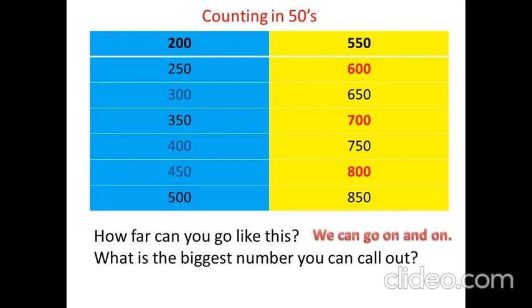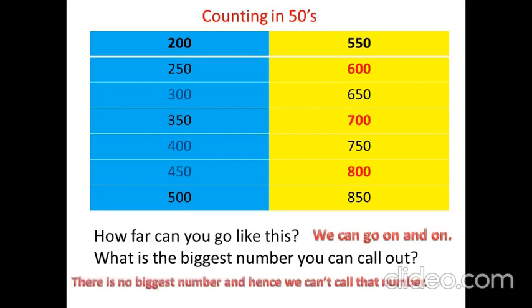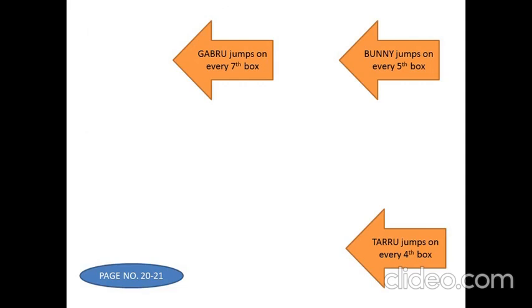What is the biggest number you can call out? There is no biggest number, and hence we can't call that number. So children, after that, page number 19 is a coloring exercise in which simple 3-digit sums are there that you are supposed to do on your own. Let us move on to page numbers 20 and 21.